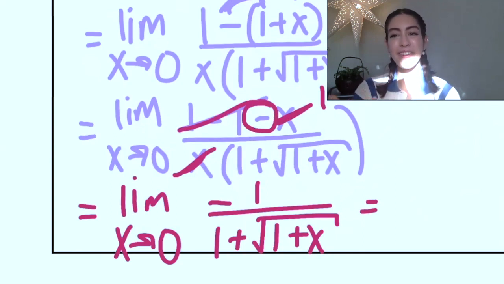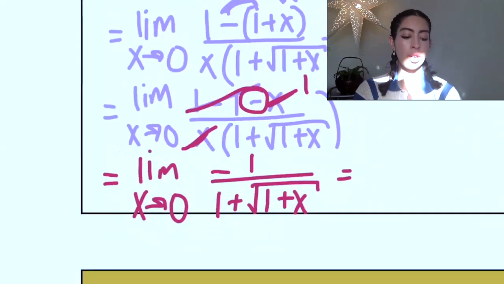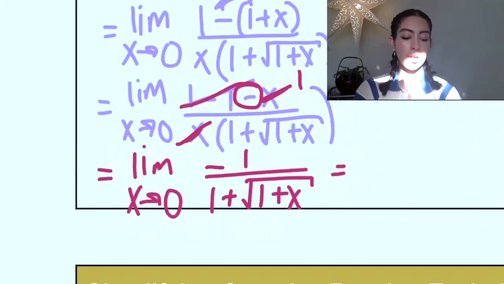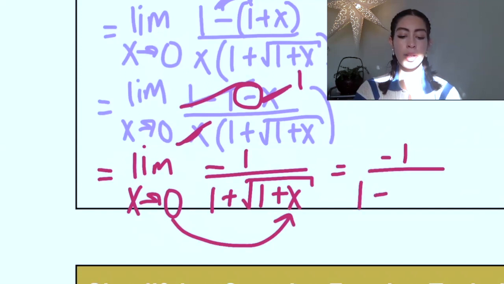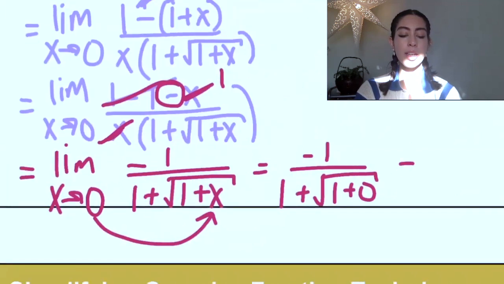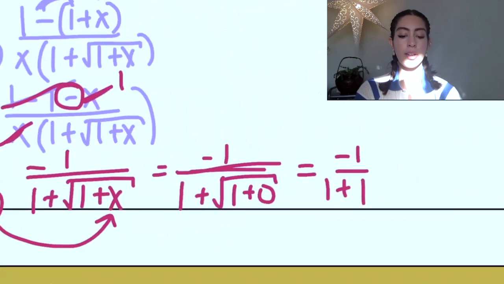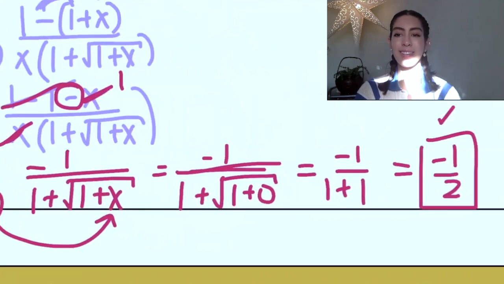Now, we've done the work, we've rationalized, we've simplified. Now let's see if we can do direct substitution. So we can go ahead and plug 0 in for x, because that's the only x we have. That's going to give us negative 1 up top, 1 plus 1 plus 0, and negative 1 over 1 plus 1 equals negative 1/2. So it did work out for us. Yay.